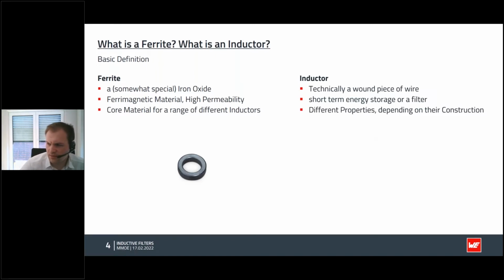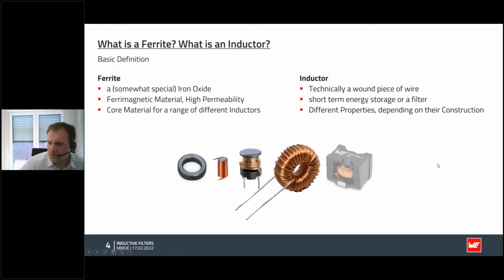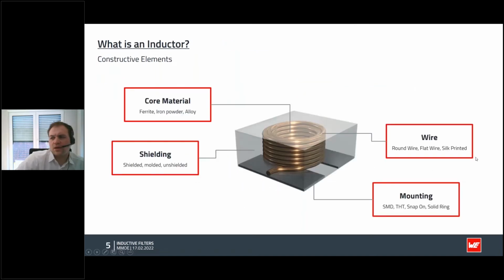Depending on the construction, different properties for this inductor can be achieved. For example, a rod core choke, as we can see here, will behave differently from a high current power inductor that we will use in a switching regulator. But what are the constructive elements that make up that behavior of the inductor?